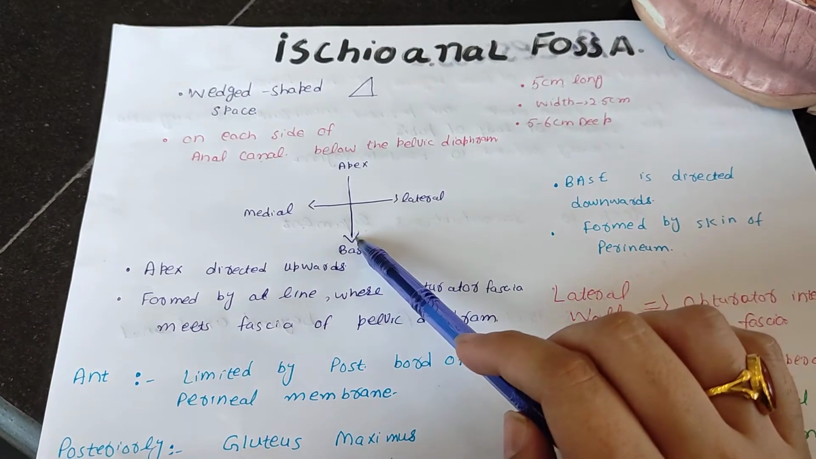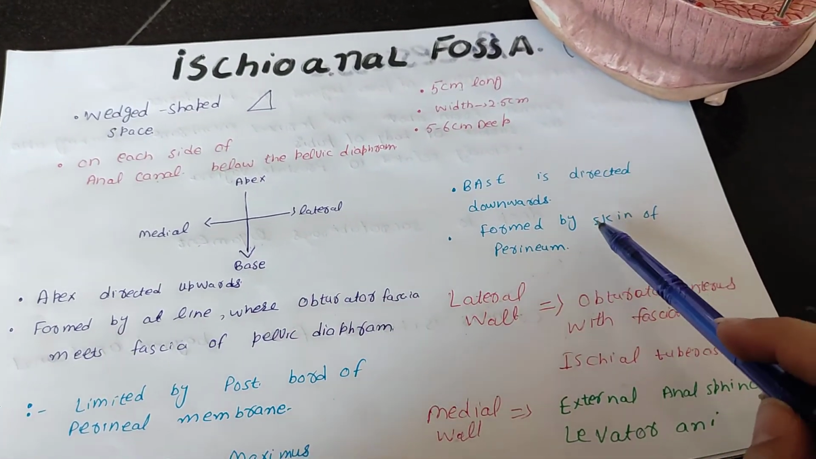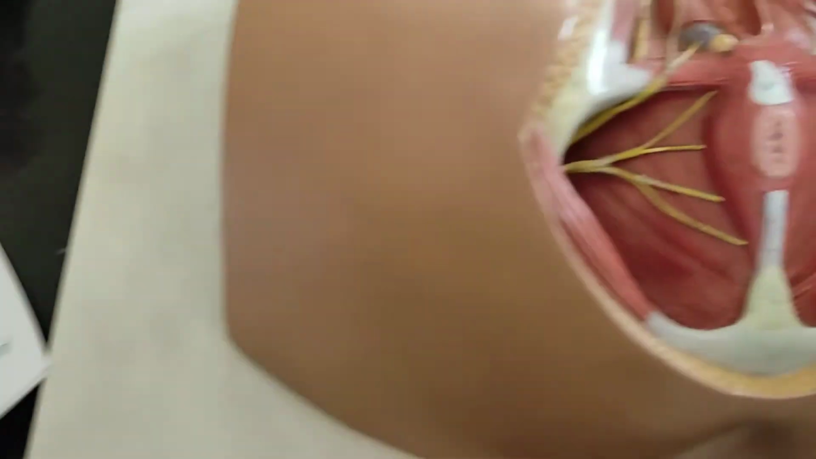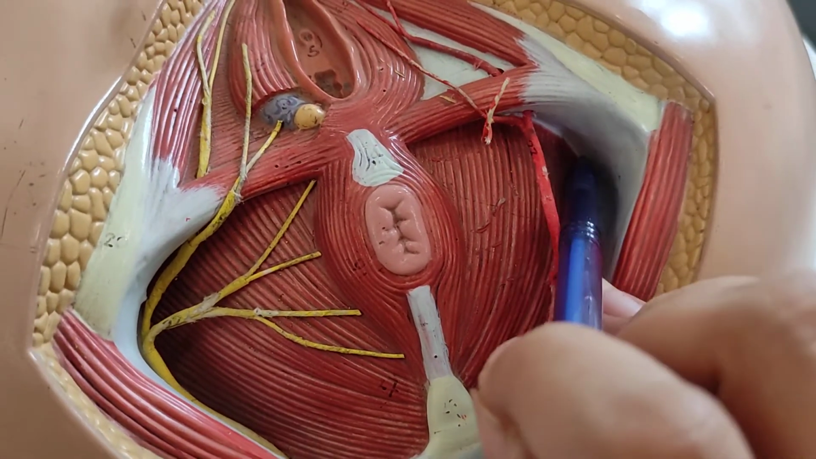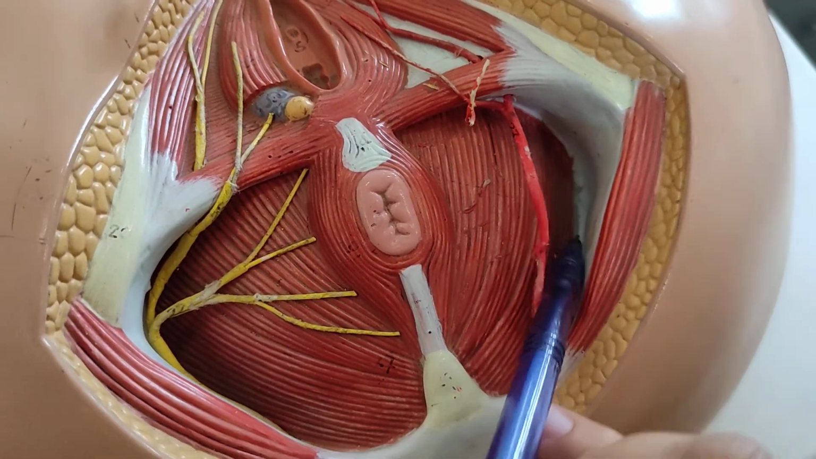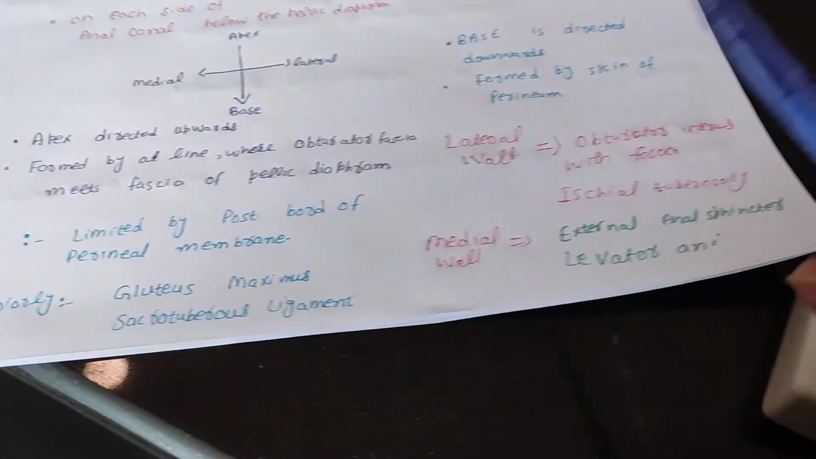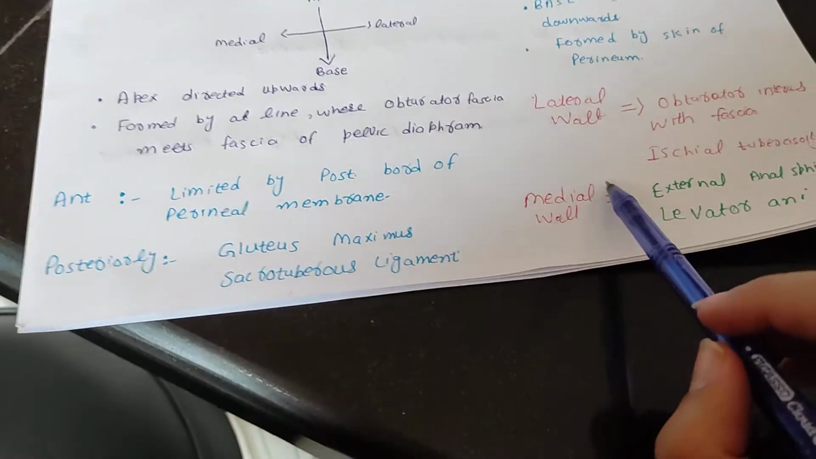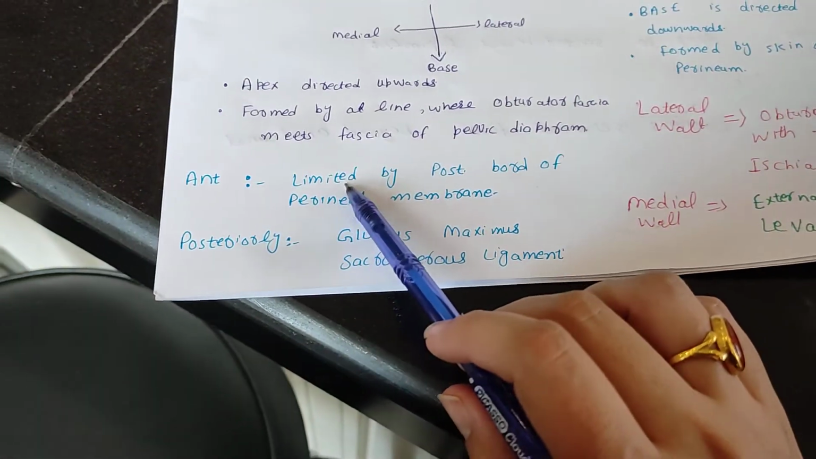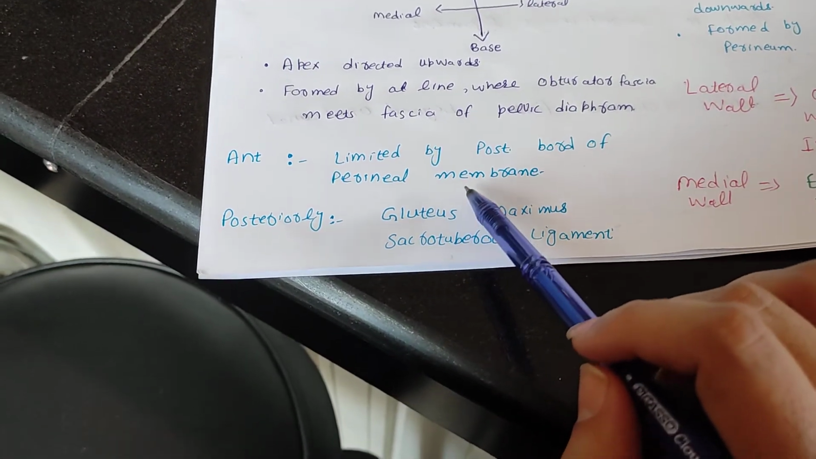Then we have the base, which is directed downwards, and it is formed by the skin of the perineum. If you see here, that will be the apex that is directed upwards, and that will be the base that is directed downwards, right? Then we have the medial and lateral walls, and anteriorly and posteriorly there are some relations of the ischial fossa.